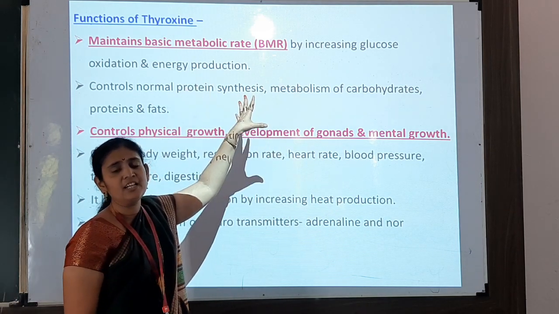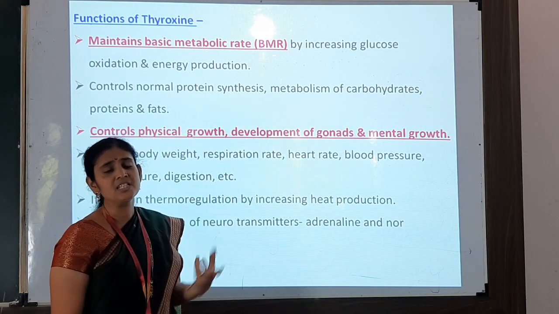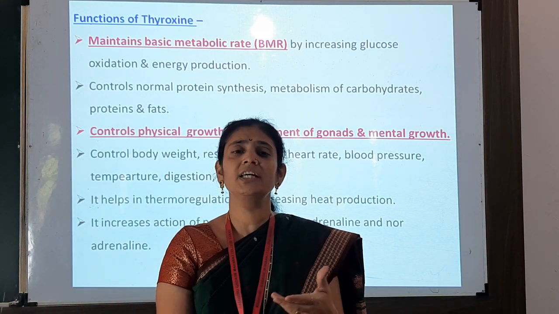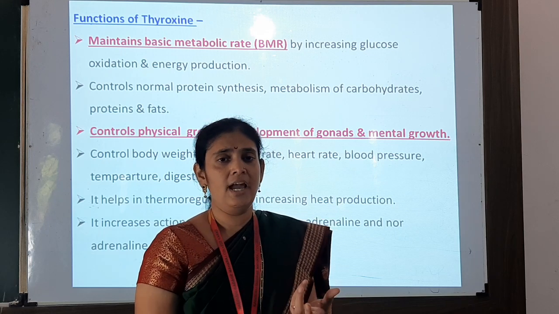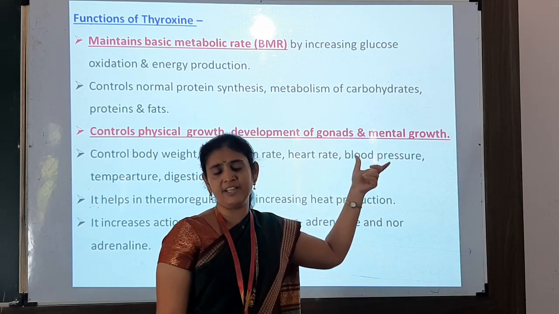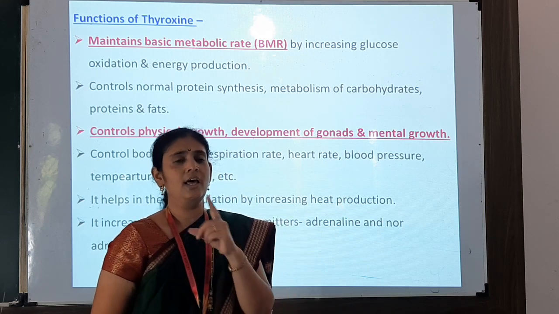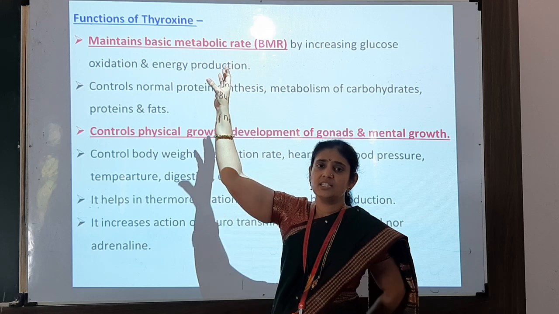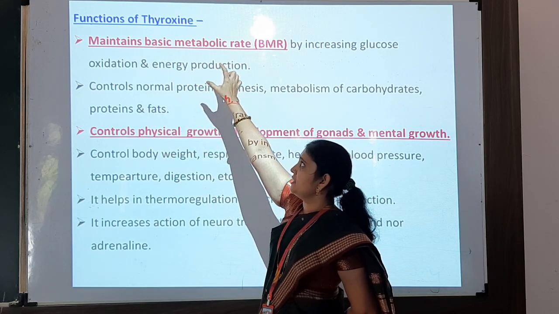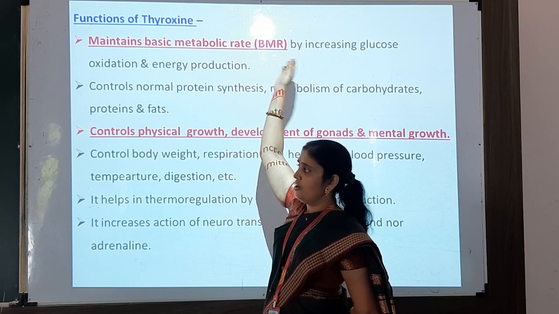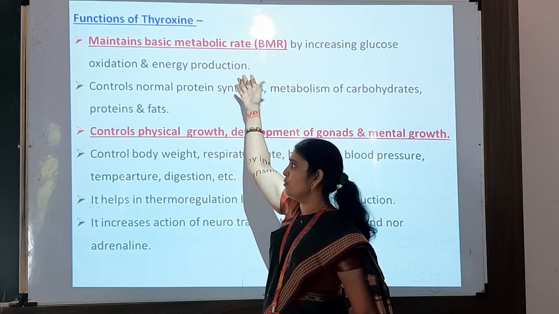And therefore thyroxine is maintaining the basic metabolic rate. Every cell when functioning needs energy, and for energy production glucose oxidation must take place, and for glucose oxidation thyroxine plays a very important role. Therefore we can say thyroxine is maintaining our basic metabolic rate by oxidation of glucose and energy production.